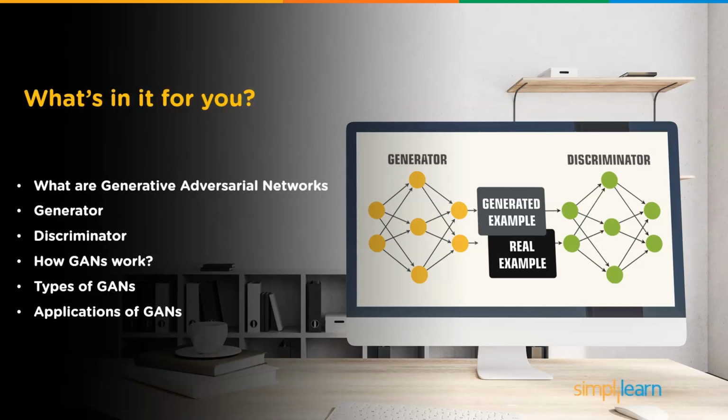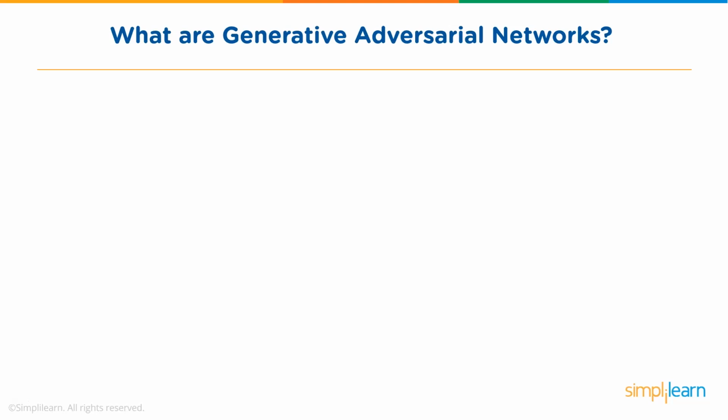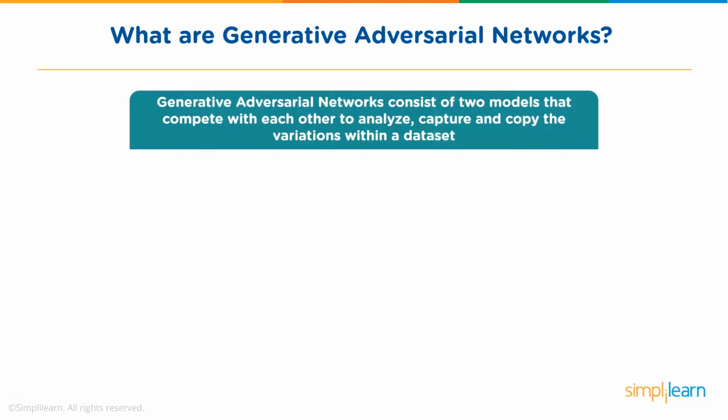In this video, you will learn about what are generative adversarial networks and look in brief at generator and discriminator. Then, we'll understand how GANs work and the different types of GANs. Finally, we'll look at some of the applications of GANs. So let's begin. So what are generative adversarial networks?